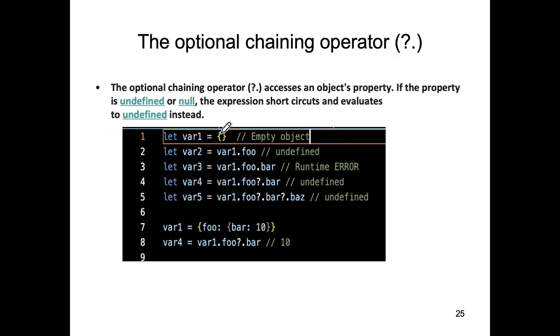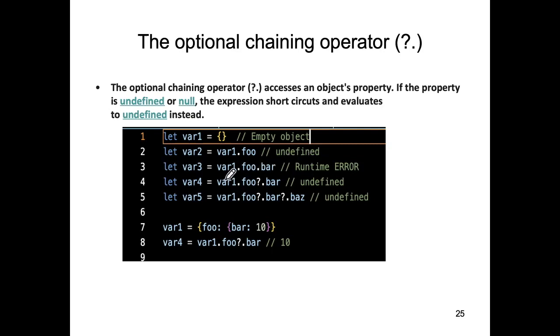Supposing I've got this var1 and I've assigned it an object, an empty object, just for simplicity's sake. On the next line, I'm going var1.foo. Now, we know from before that var1.foo is going to evaluate to undefined. So var2 will be undefined. That's okay, my program won't crash. But on the very next line, I'm going var1.foo.bar. Now, this expression is going to cause my program to crash because var1.foo evaluates to undefined, and I'm trying to access the bar property of the undefined primitive. And we know from before, hopefully, that that will cause my program to crash.